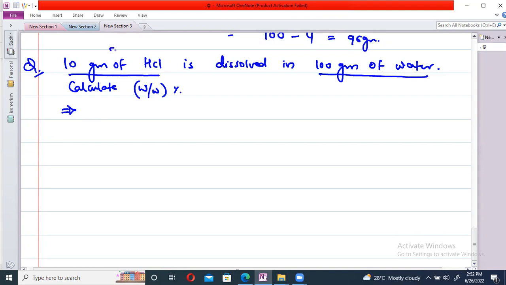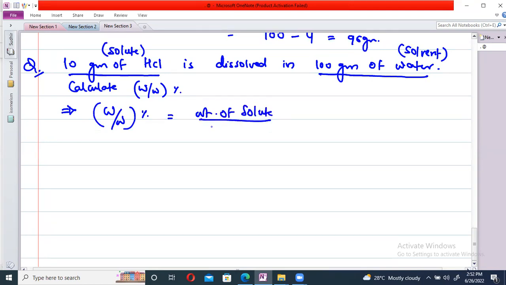See, clearly 10 gram of HCl, 100 gram of water. If I ask what the HCl indicates here, the quantity is less, so it is the solute; the quantity is more, so it should be the solvent. It is not the solution, right? Solvent. Formula for W by W percentage: weight of solute by weight of solution into 100. Weight of solute we have here is 10 gram, but weight of solution is not there. It is 100 gram of water, so it is the weight of solvent.